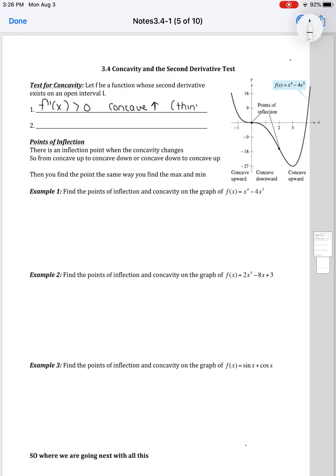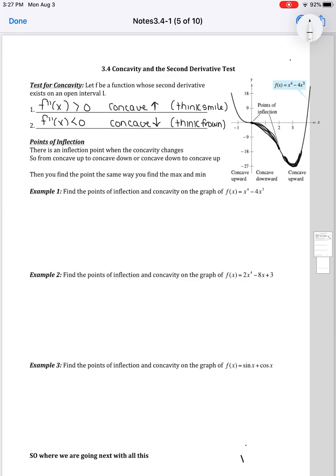So if the second derivative is greater than 0, then we're going to be concave up. And so what I always suggest is think of a smile. So this would be concave up because it's like a happy face. And if our second derivative is less than 0, that means it's going to be concave down. And then I say, okay, well, opposite of smile would be like a frown. So you want to think of a frown. So that would be upside down. It's not a full frown, but it gives that appearance of a frown.